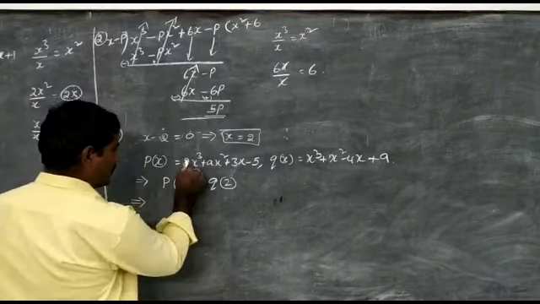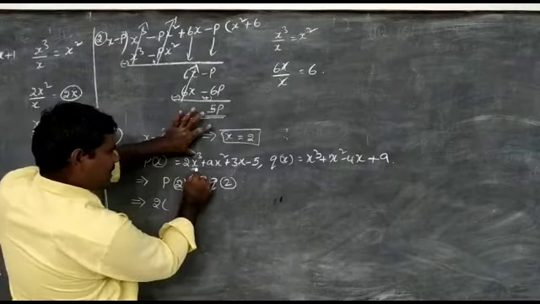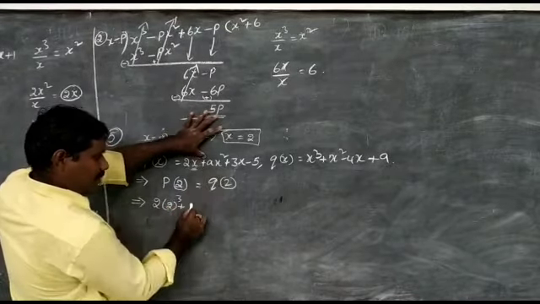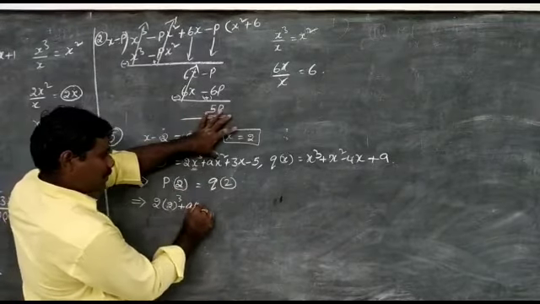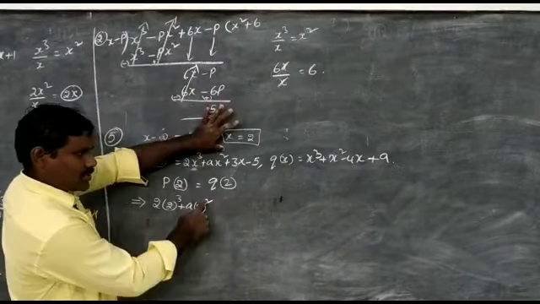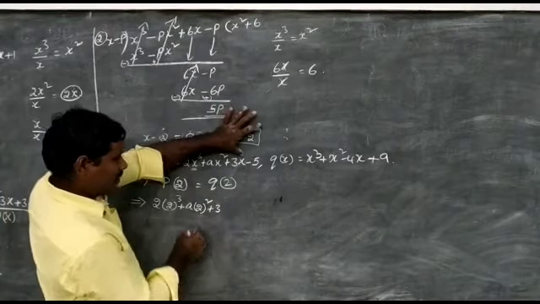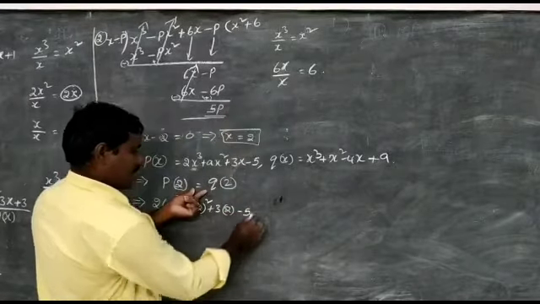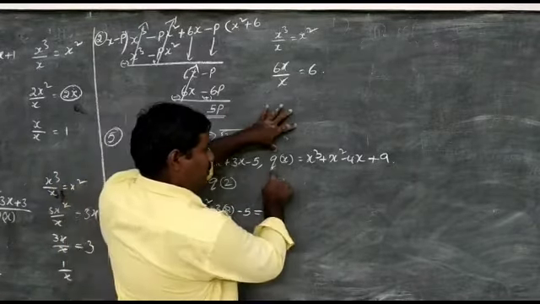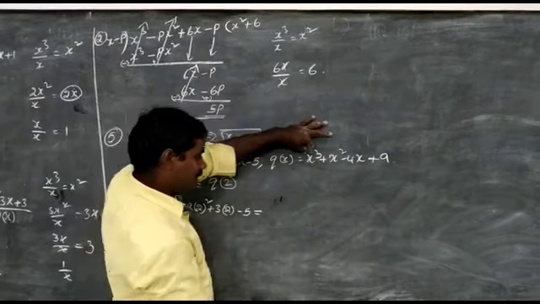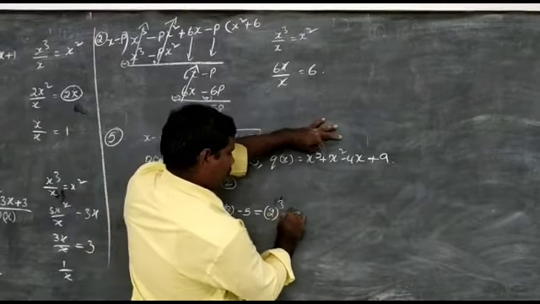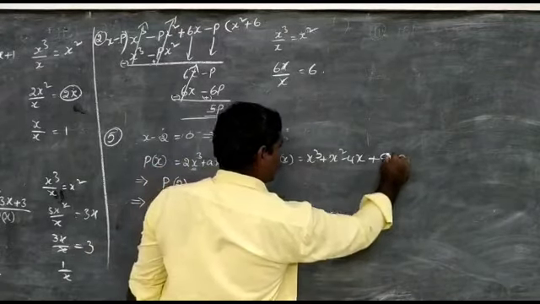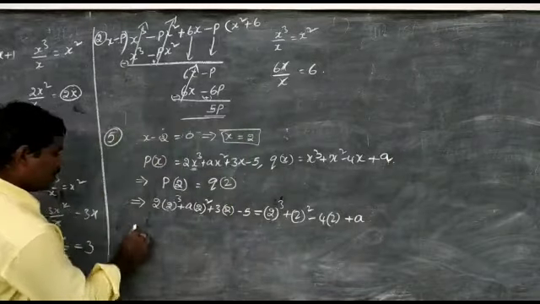Now substitute 2 for x. In the place of x you have to substitute 2. 2 cube plus a into 2 square plus 3 into 2 minus 5 is equal to q of 2. In q of x you have to substitute x equal to 2: 2 cube plus 2 square minus 4 into 2 plus a. This is a.